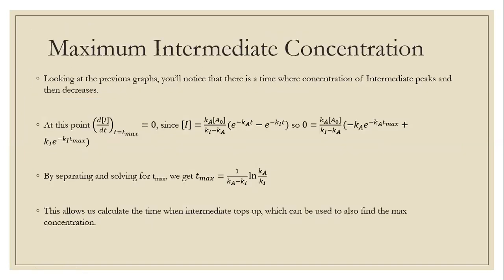which leads to the idea of maximum intermediate concentration. Looking at those previous graphs, you'll notice there's a time when the concentration of the intermediate peaks and then decreases. At this point, the change in the concentration of I versus time at t max is 0. Essentially, if you took the tangent of that line, the slope is 0 because it's flat, it's level. So you can solve for that because we know what I is.